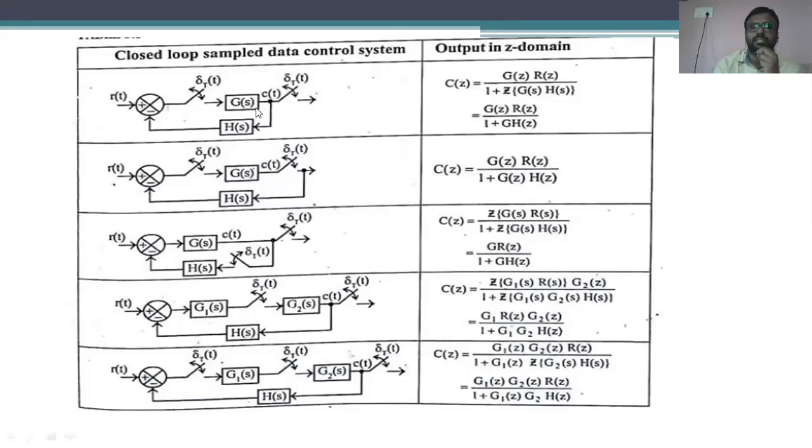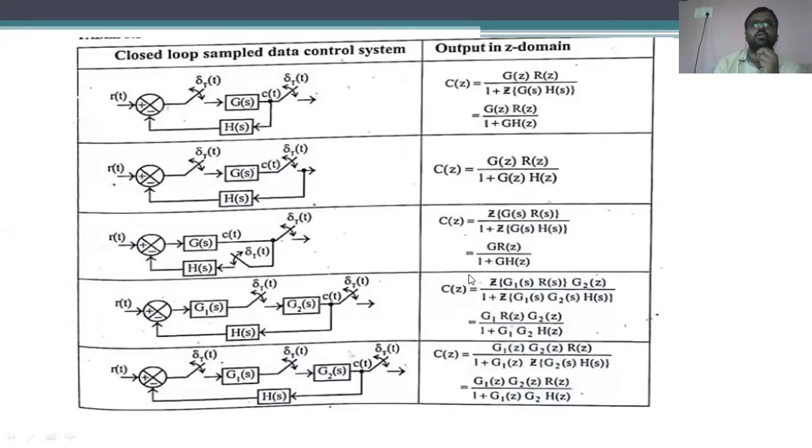Let us consider this is one type of closed loop system, and this is another type of closed system, in which it consists of two different samplers. This is one kind of closed loop system, this is another kind, and this is also another kind of closed loop system, and these are the respective pulse transfer functions for the different types of closed loop systems.